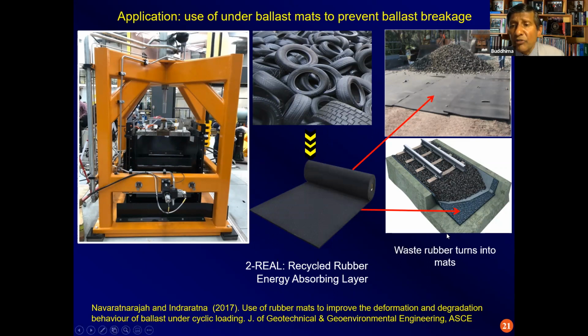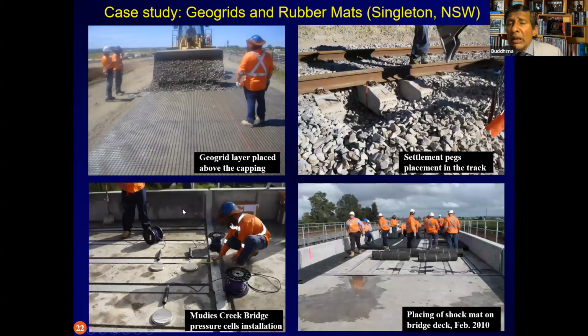The testing of this material is done in a modern cubical triaxial test, where the loading is in 3 dimensions, and this dynamic actuator can simulate the heavy haul train loading very accurately. You can see the actuators on the horizontal side that can monitor the lateral displacements and the lateral strains. So here is a picture of application of these recycled rubber mats.